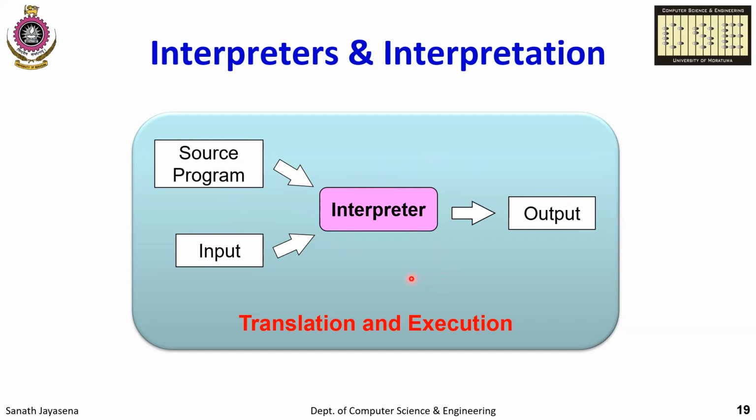And here you can see, in contrast to the compiled approach, you don't store or generate a separate machine code that is equivalent to the source program. There's no translated version saved on disk. Simply, every time you want to execute, you translate. Every time, translate, execute, like that.